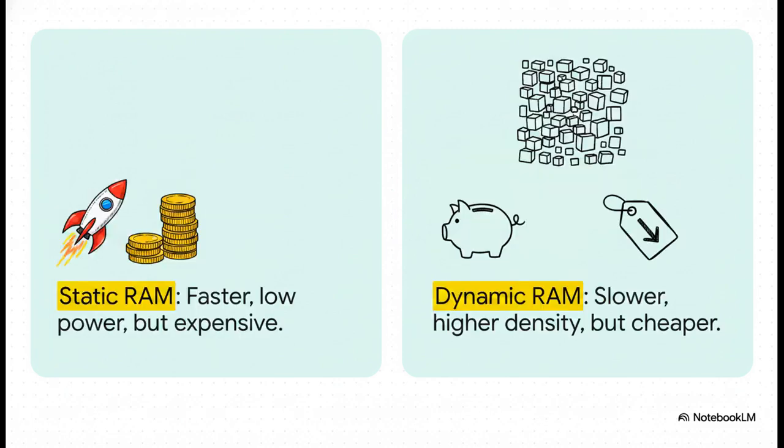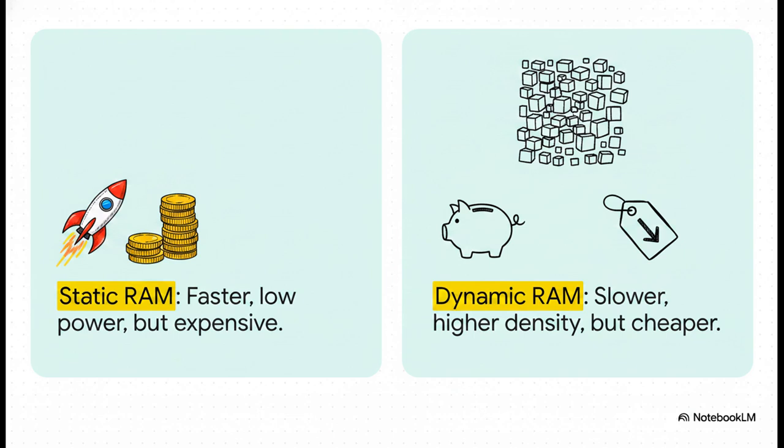Now, digging into RAM itself, we have a really fascinating trade-off. You can use static RAM, or SRAM, which relies on CMOS transistors. It keeps its content as long as the power is on, making it super fast and low power. But because it needs several transistors per cell, it's pretty expensive.